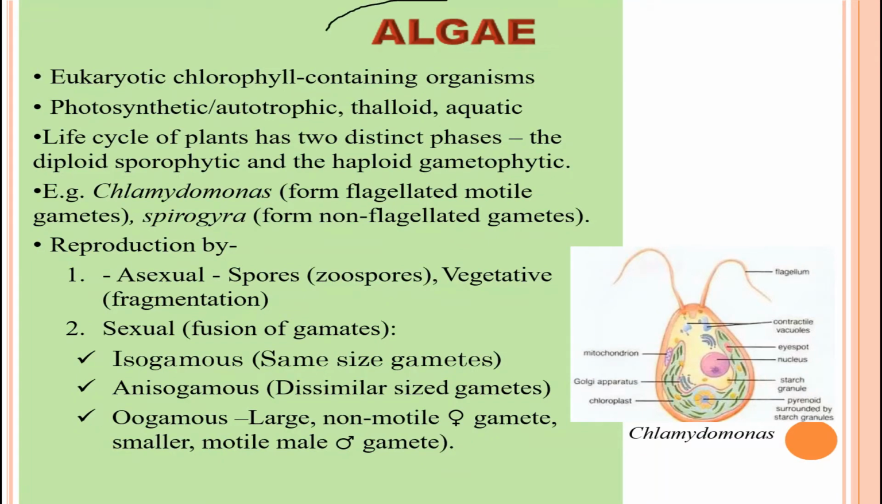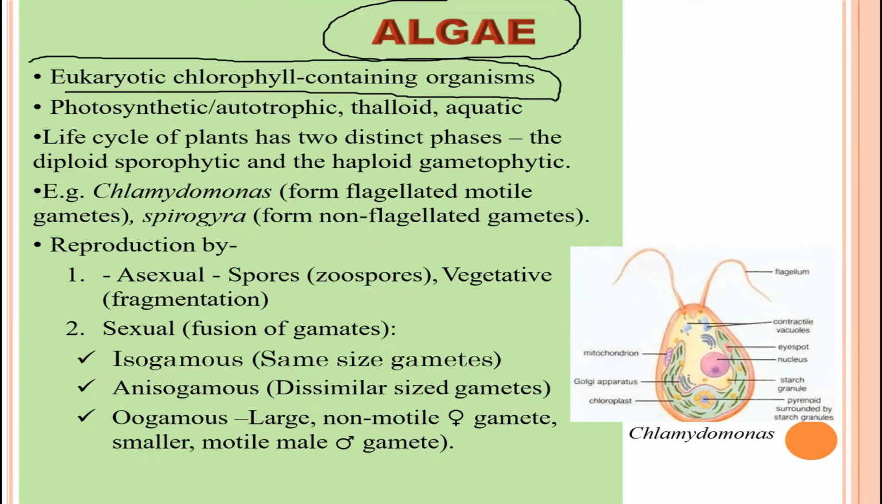So next we have algae. So we'll talk about algae. Algae are eukaryotic chlorophyll-containing organisms. These contain chlorophyll, so they are autotrophic in nature. Also, these can be photosynthetic or autotrophic thalloid aquatic organisms. And the life cycle has two distinct phases, which can be diploid sporophytic and haploid gametophytic.